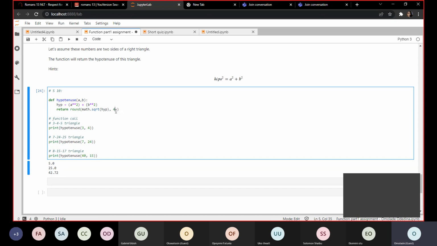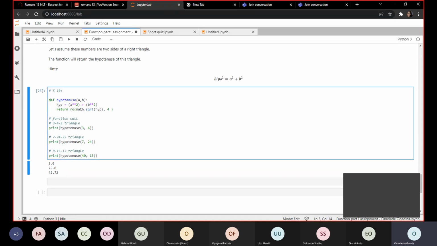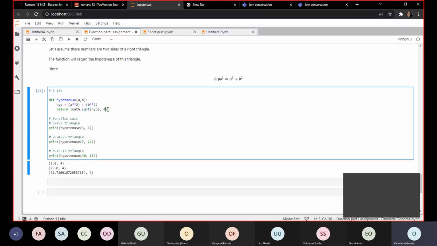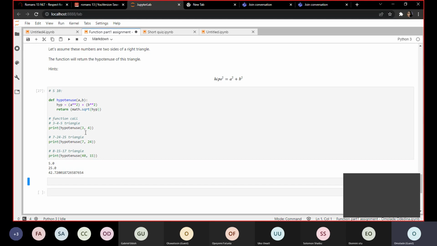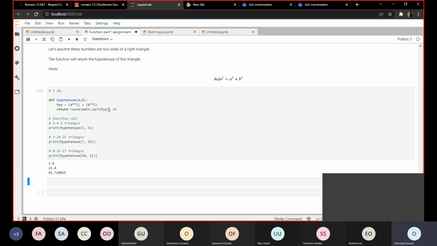Then if you put 4, I'm coming now. Let me round it up. I'm coming on to check something. Because of this 0 0, let me try 5 decimal places. So let's say 6 decimal places.